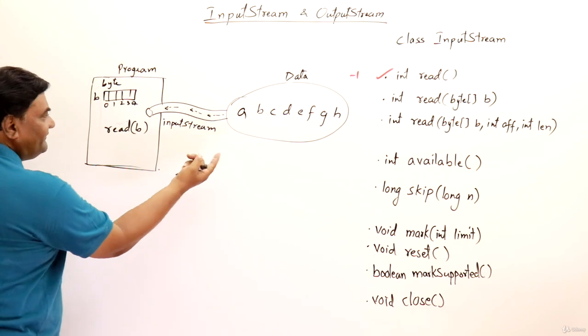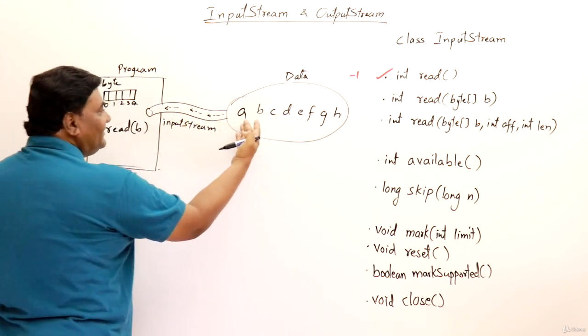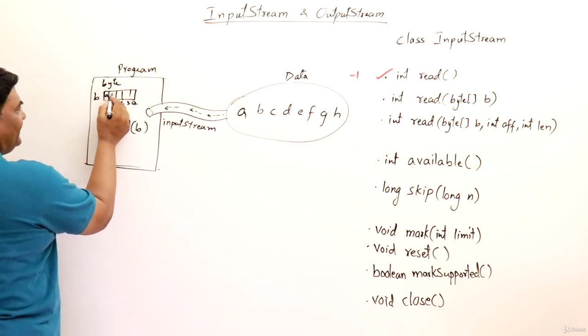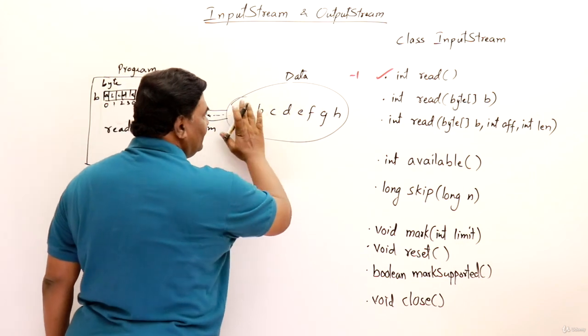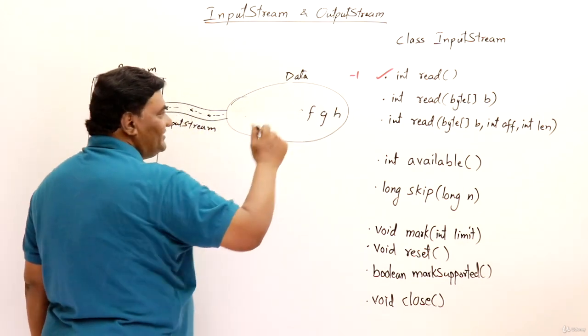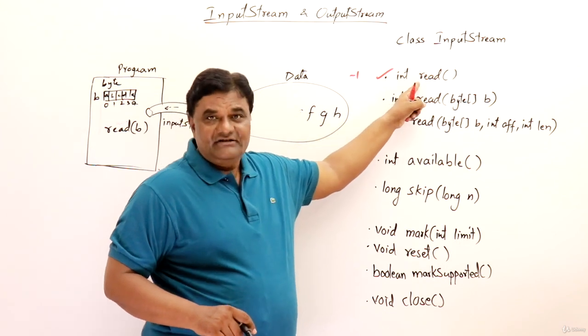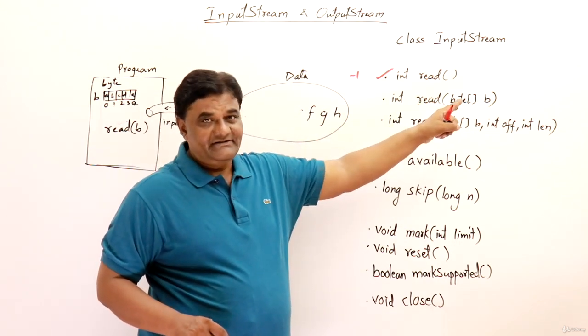So instead of reading one byte at a time, I can read at once, 5 bytes from here. This will be filled with A, B, C, D, E, and these are all gone from this data. Now F, G, H is remaining. So if you want to read just 1 byte, use this one. If you want to read a collection of bytes, use this one. And this depends on the array size.